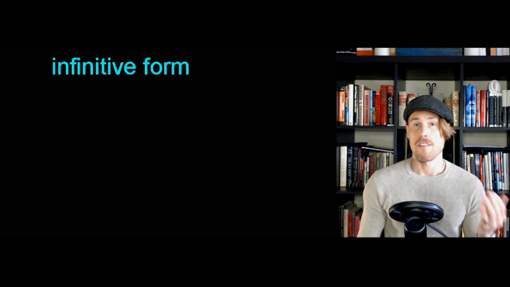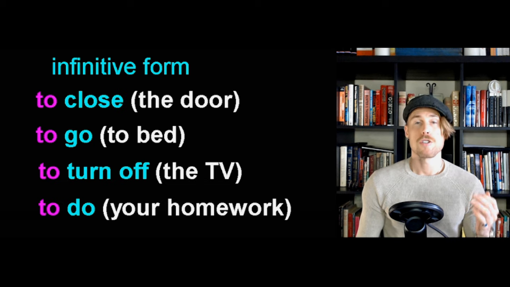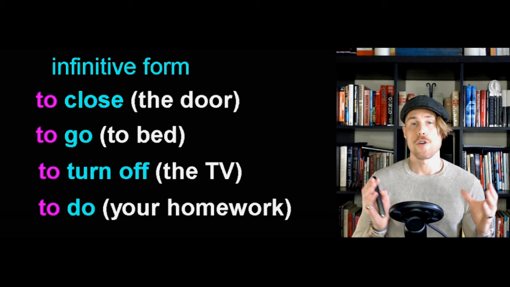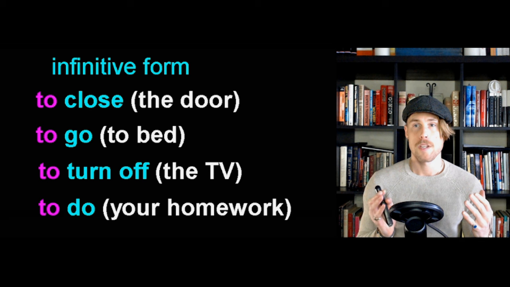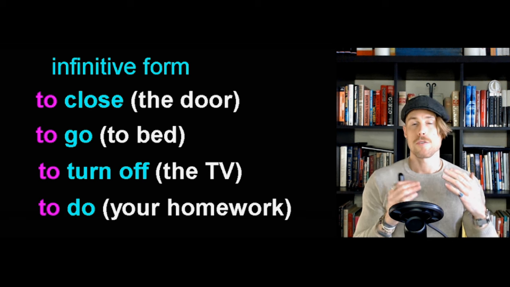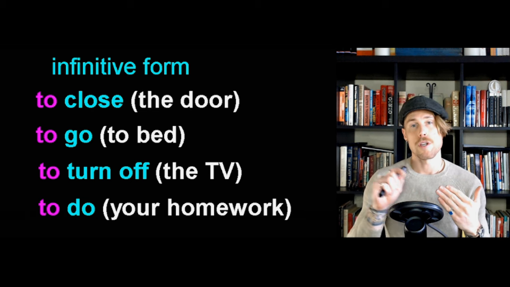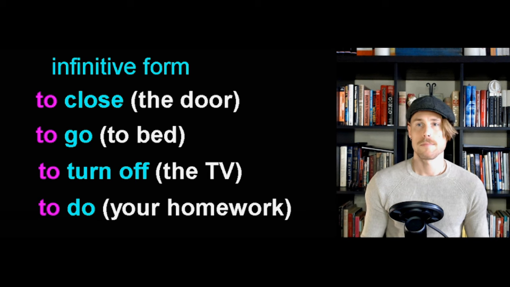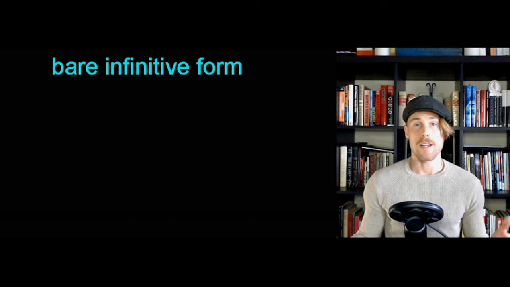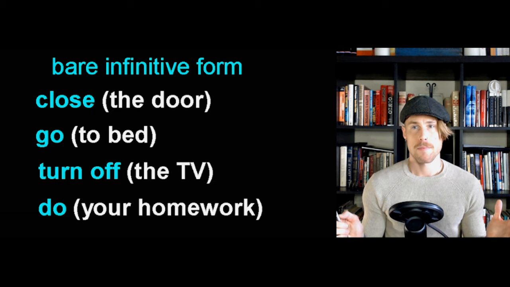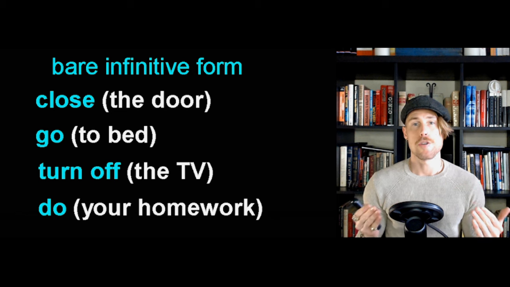Let's look at the infinitive form. To close, to go, to turn off, to do. This is the normal infinitive form. To close the door, to go to bed, to turn off the TV, to do your homework. What is the bare infinitive form? Easy. No to. Close the door, go to bed, turn off the TV, do your homework.